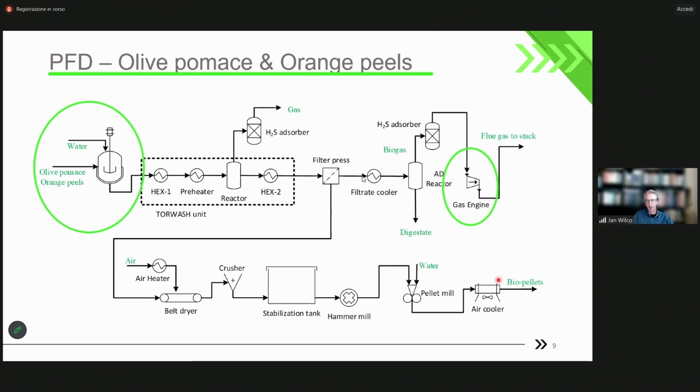Then for the olive pomace and the orange peels, the system looks a little bit different. So I highlighted the differences only. Instead of a concentration step, we have here a dilution step. In order to feed, we need to add some water. Otherwise, the feedability is not good enough. And instead of having a boiler, we have here a gas engine that produces power rather than heat, because the local demand of electricity and heat is different for the industries considered. For the rest, the system looks the same.